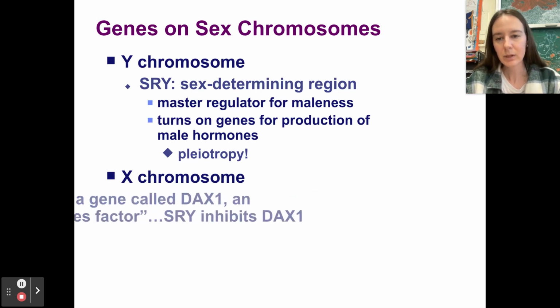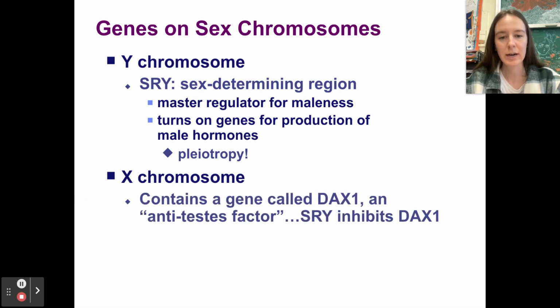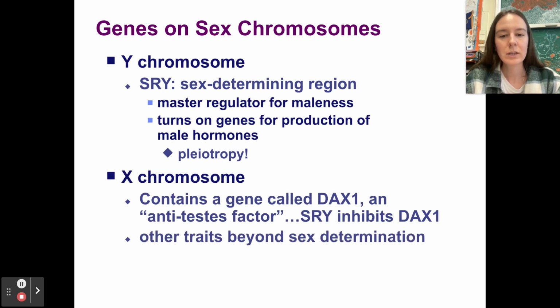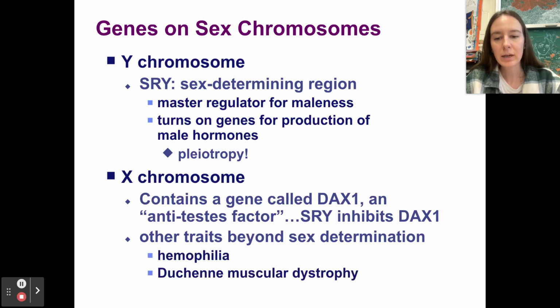And then the X chromosome has a gene called DAX1. This is called anti-testes factor. But if you have the SRY, so if you have the Y chromosome, it inhibits DAX1. And so you don't have this anti-testes factor. Now, there are other traits beyond sex determination on the X chromosome. So, for example, baldness and color blindness, these genes are also found on the X chromosome. There are genes also for hemophilia or Duchenne muscular dystrophy.